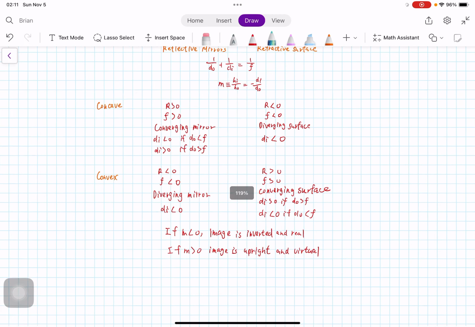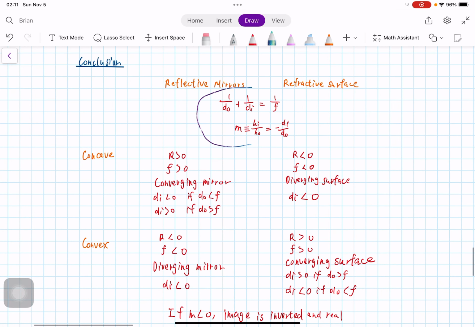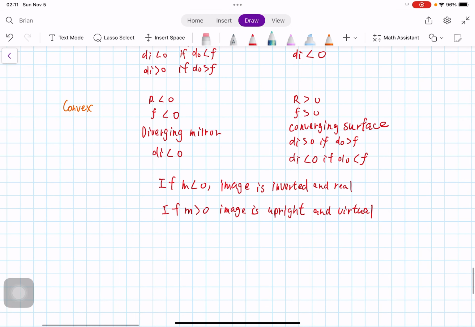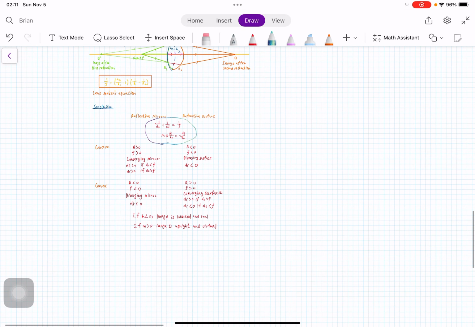So this is basically the sign convention for both reflective and refractive surfaces. And these equations are the thin mirror or the thin lens equation, and it applies to both. And this is a general statement for magnification, that when magnification is less than 0, the image must be inverted and real. But when the magnification is positive, then the image must be upright and virtual. And that concludes the whole Unit 2.